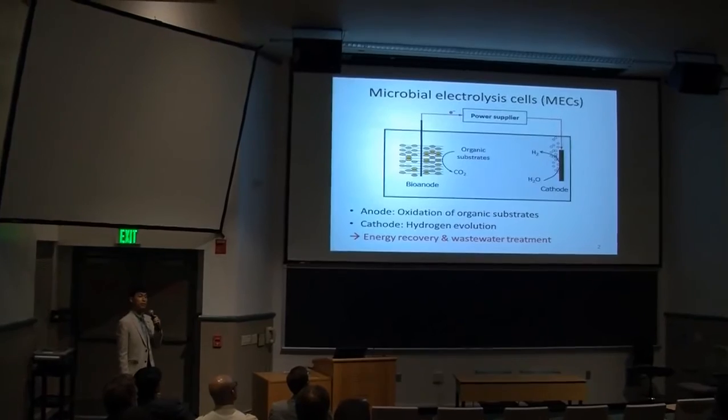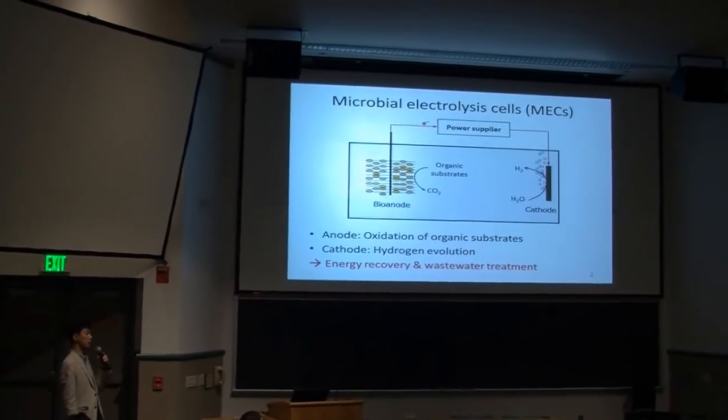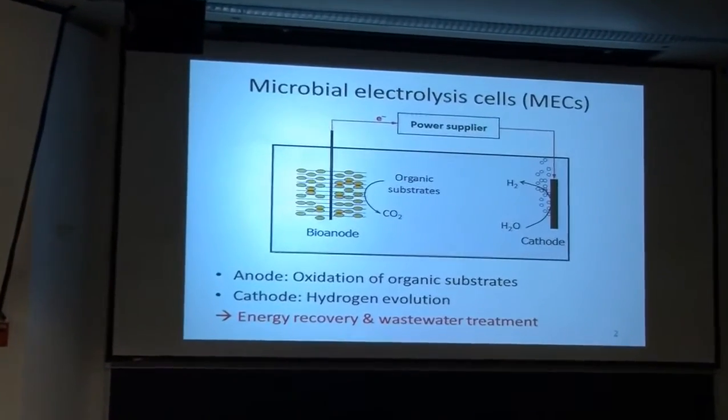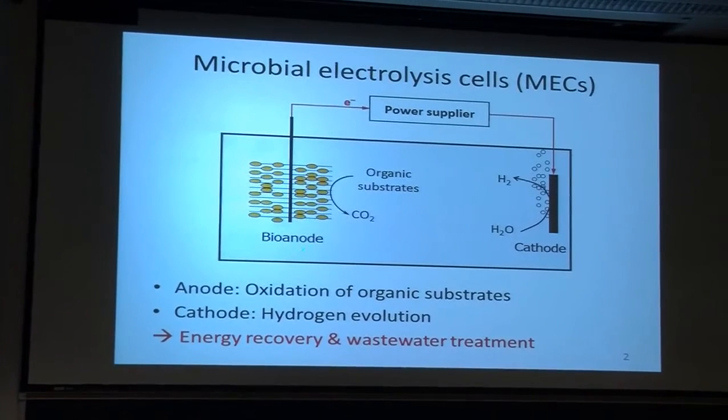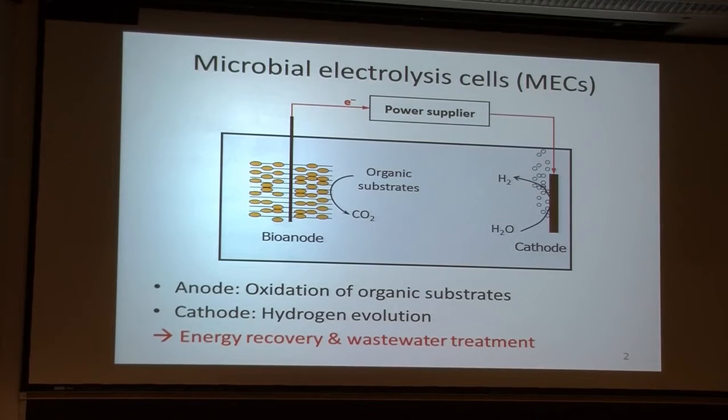So I'm pretty sure everyone is familiar with the concept of microbial electrolysis cells, or MECs. In MECs, there's a bioanode and a cathode. At the bioanode, organic substrate is oxidized to carbon dioxide, and at the cathode, water is reduced to hydrogen gas, so that we can achieve energy recovery in the form of hydrogen gas, and also we can achieve wastewater treatment simultaneously.